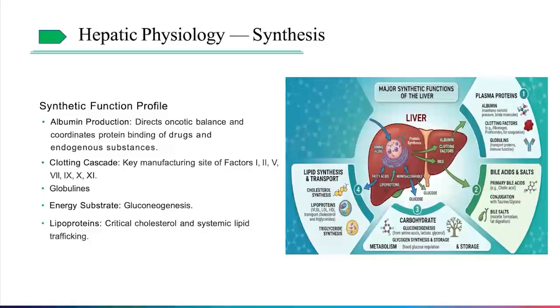Synthetic profile wise, the liver produces plasma proteins, mainly albumin. As you all know, albumin is a very important protein needed to maintain the osmotic pressure inside the intravasculature, which affects fluid balance, and it acts as a transporter for many drugs as well as endogenous substances like hormones. The liver also produces some clotting factors like factors 1, 2, 5, 7, 9, 10, and 11. Apart from that, globulins are also produced in the liver, which are involved in immunological functions.